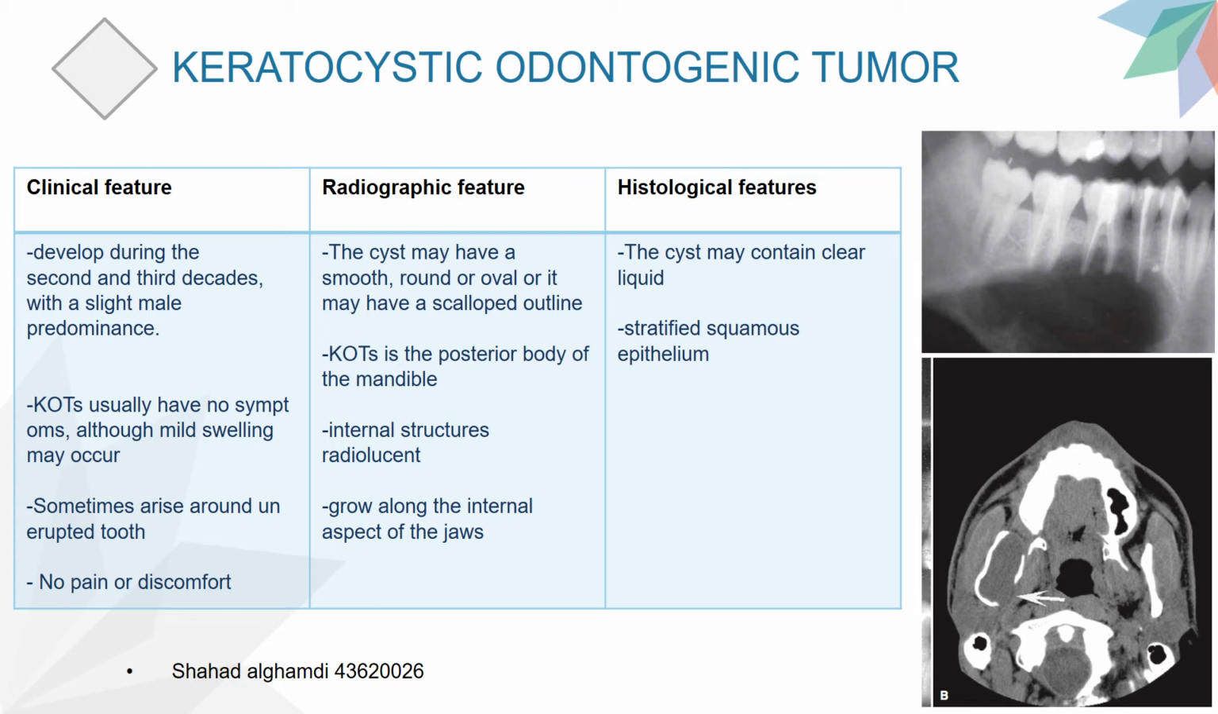About the histological features, the cyst may contain a clear liquid similar to serum, or it may be filled with a cheesy material, with a stratified squamous epithelium. The interface between the epithelium and connective tissue is usually flat.